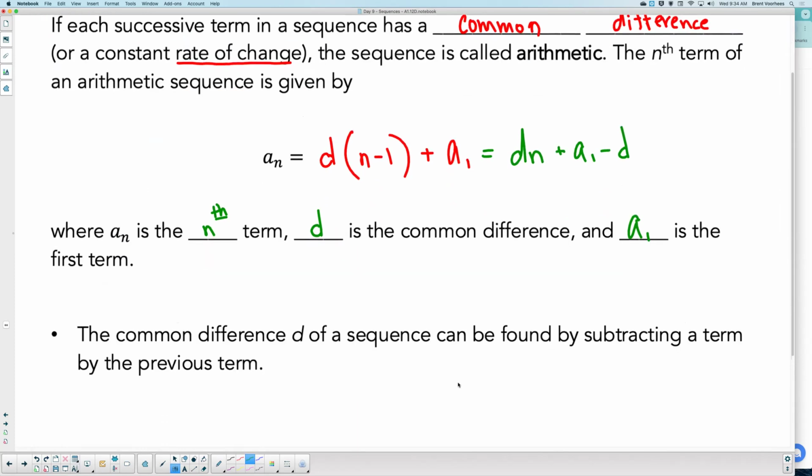Now, if you're not as good at catching on to patterns, the way to find your common difference is you can subtract one term by the previous term. You take any two terms that are back to back and you subtract. You take the second one and you subtract the first one. Okay? When you do that, you'll get your common difference. Now, a lot of us, though, are going to see the pattern. You won't actually have to do this part of the math right here. You'll just see it. Okay, let's look at examples 1 through 4.